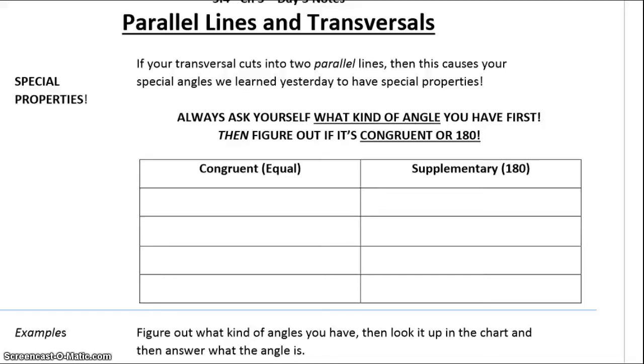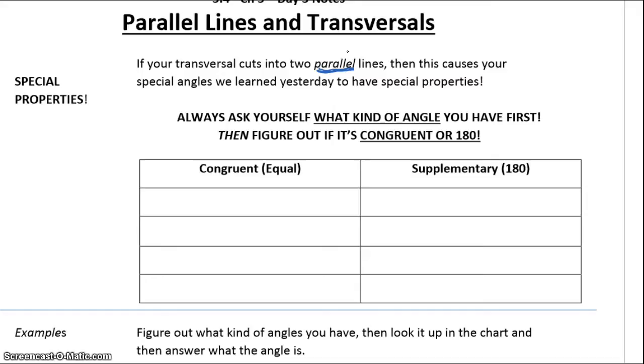All right, today we're going to talk about what happens when a transversal cuts through two parallel lines, okay? So let's get started on that. If your transversal cuts through two parallel lines, now keep in mind this only happens if the two lines are parallel, okay? If they're not parallel, this doesn't happen. Then this causes those special angles we learned yesterday to have special properties. You know, corresponding, alternate interior, alternate exterior, same side interior, same side exterior. Those special angles, they're going to have special properties.